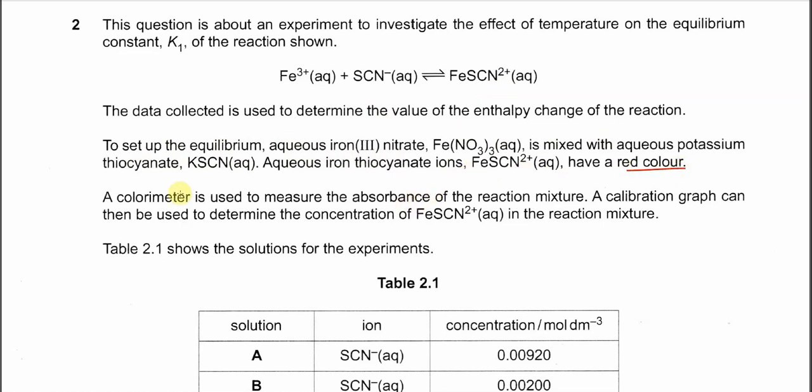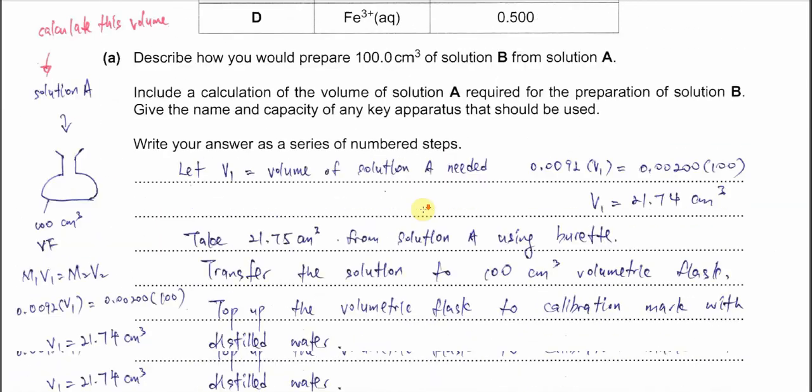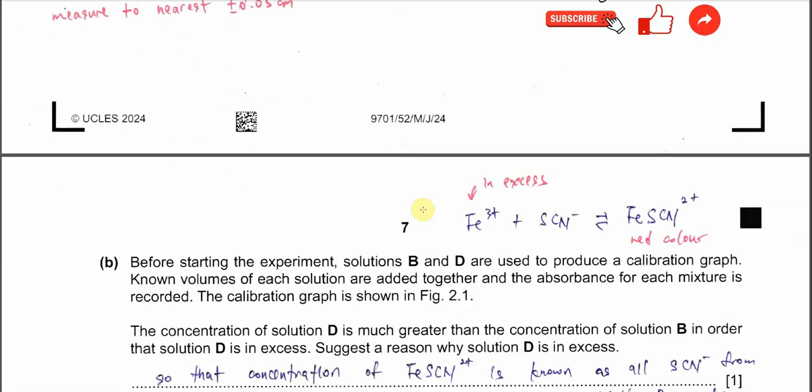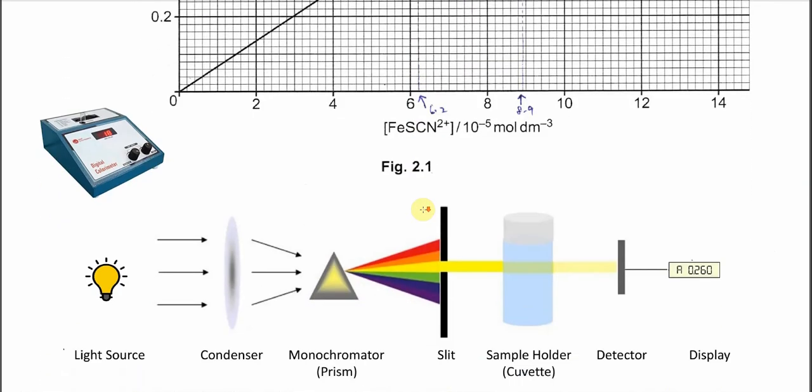Therefore, we use the colorimeter to measure the absorbance of the reaction mixture, and a calibration graph is then used to determine the concentration of this iron thiocyanate. First, let's discuss how the colorimeter works for this experiment.